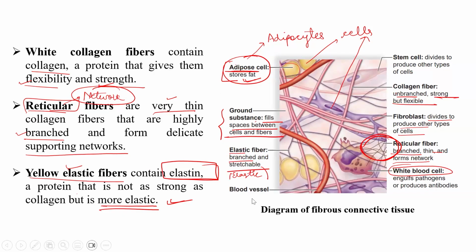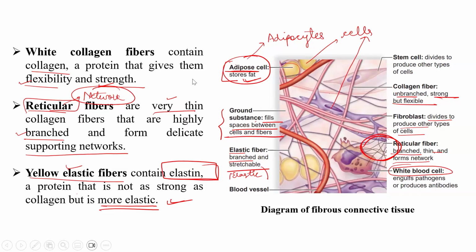Right? So these are the different components: the specialized cells, for example the adipose cell or fibroblast cells; the ground substance that fills the spaces between the protein fibers and the cells; and the different types of protein fibers, like white collagen fiber, which provides strength or support. Then we have reticular fiber, which acts as a network and provides support, and yellow elastic fiber, which provides elasticity.